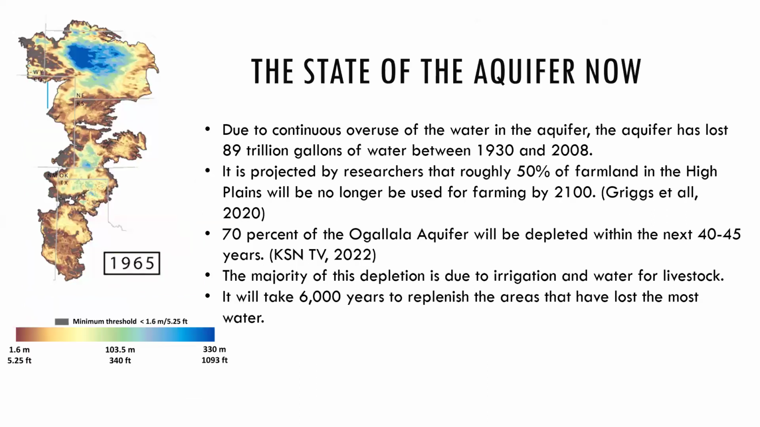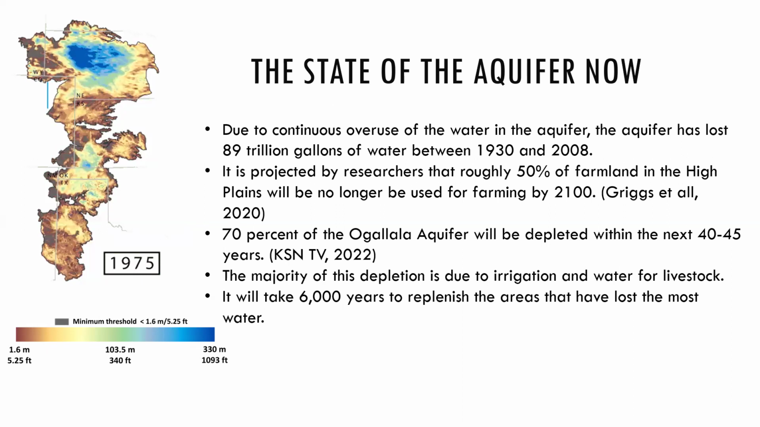While you are watching the graphic on the side, because I know I would be if I were y'all, in the diagram, what you're seeing is 80 years of water being used. Keep in mind that center pivot irrigation, again, became commonly used after 1945, or after World War II, as the diagram continues. The state of the aquifer now, due to continuous overuse, is that it has lost 89 trillion gallons of water between 1930 and the year 2000.